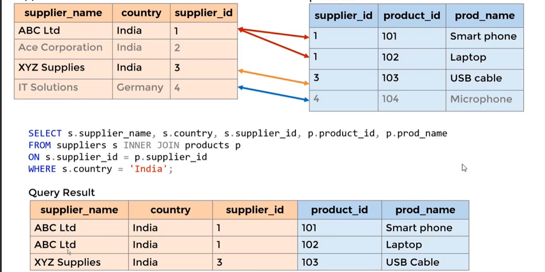Right, so this query result is our first Indian supplier, and then we have one product for XYZ supplies. Another way of writing this query is to put the predicate in the ON clause. Again we are joining the suppliers table to the products table using an inner join on the supplier ID, but this time instead of using a WHERE clause we are using the AND operator. See, this time the predicate country equals India is placed in the ON clause instead of the WHERE clause.